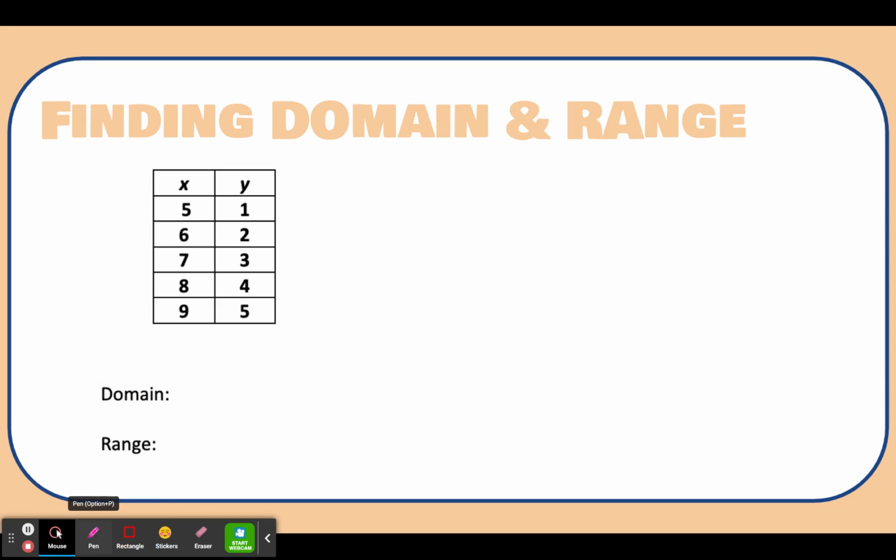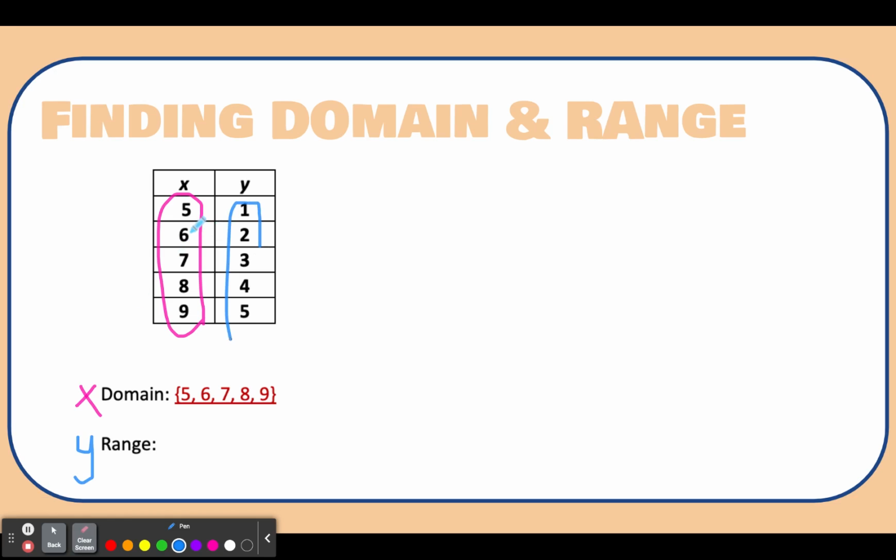Now, what if I have a table? I actually think looking at a table is easier when determining domain or range because domain, we said, is our set of all x values. And look at that. We have the entire set right here. So here our domain is 5, 6, 7, 8, 9. Our range is our set of all y values. Here are our y values, 1, 2, 3, 4, 5. Simple as that.